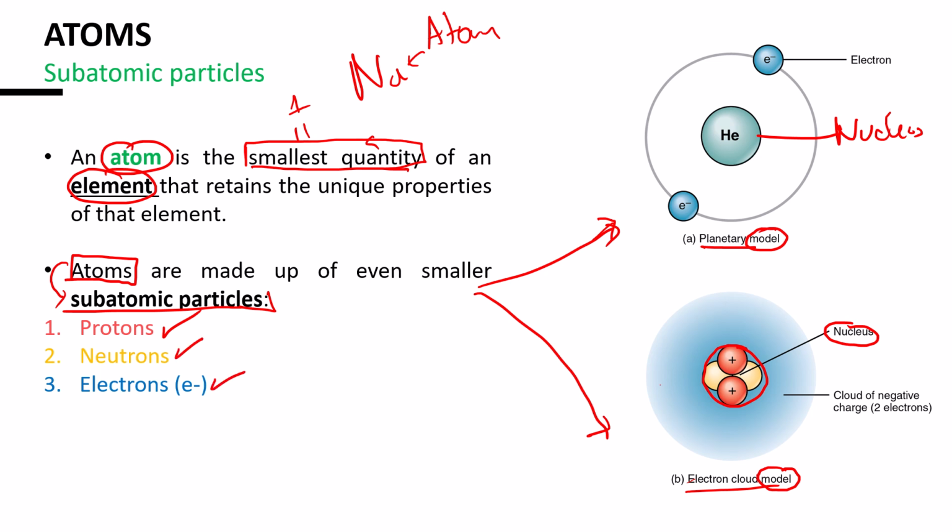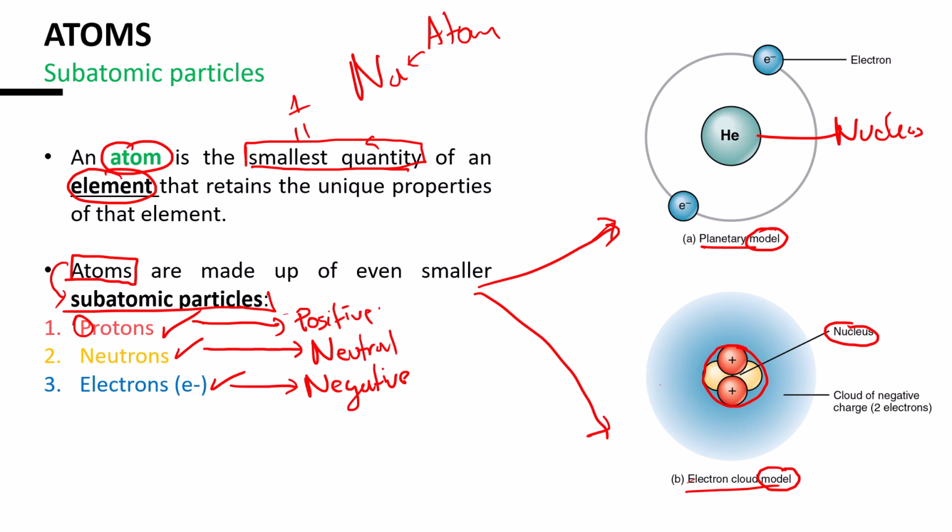And the names of these subatomic particles have to do with the electrical charge. So for example, a neutron has no charge, it's neutral. An electron has a negative charge. And a proton, just think about proton, P, starts with positive, has a positive charge.